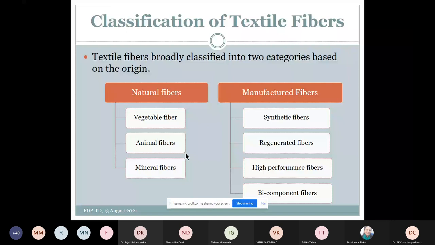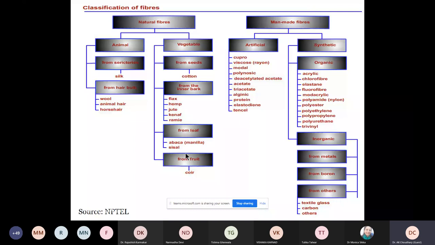And another is the bicomponent fiber, that is the modification of the structure of fibers. Bicomponent, its name indicates that we are using two fibers in one strand of material. So come to the overall view, you can see the overall view of this classification of fibers.